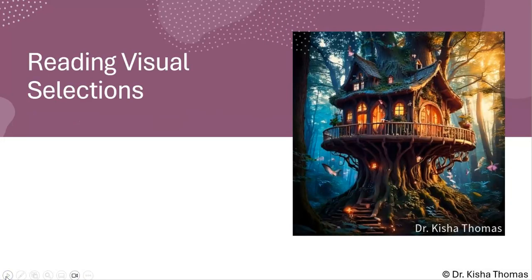Reading visual selections. As you look at this picture, you should apply the reading process to this as well. You begin to activate prior knowledge. You probably begin to make some personal connections just by immediately looking at the picture. However, when you begin to analyze the picture a little bit more, you want to look at the details. For instance, what are these butterflies? Are these fairies, right? Remember, your interpretation comes in as well.